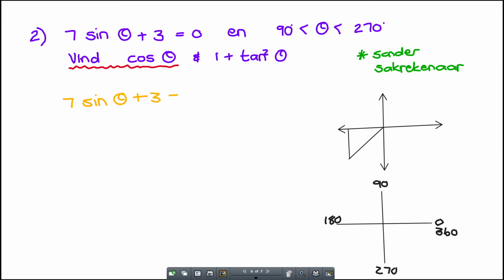is equal to 0. Maar, as jy nou dink aan die vorige voorbeeld, was dit net sin theta is gelyk aan iets. So, which means that over here, we're still going to manipulate some of it. So, the first thing that I'm going to do is I'm going to take that plus 3 over. Dan raak hy, 7 sin theta is equal to minus 3.